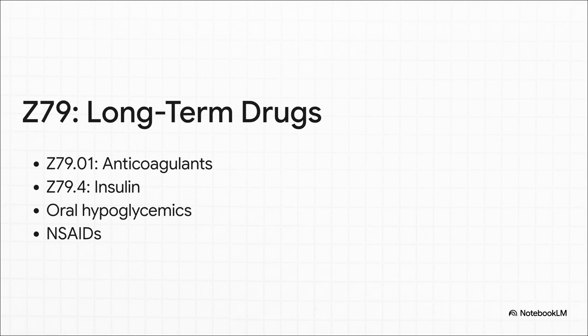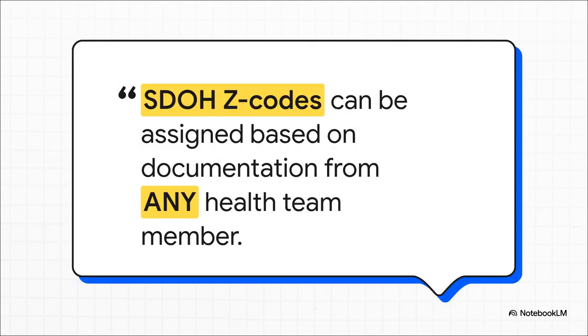So what happens when a patient is on lifelong medication? Well, that's your Z79 series. You need to rapid-fire recognize these when you're staring at multiple-choice answers. We're talking Z79.01 for lifelong blood thinners and Z79.4 for insulin dependency. Oh, and we also have codes for long-term use of oral hypoglycemics and NSAIDs. The second you hear about a patient managing a chronic condition with these drugs, your brain should instantly jump to Z79.